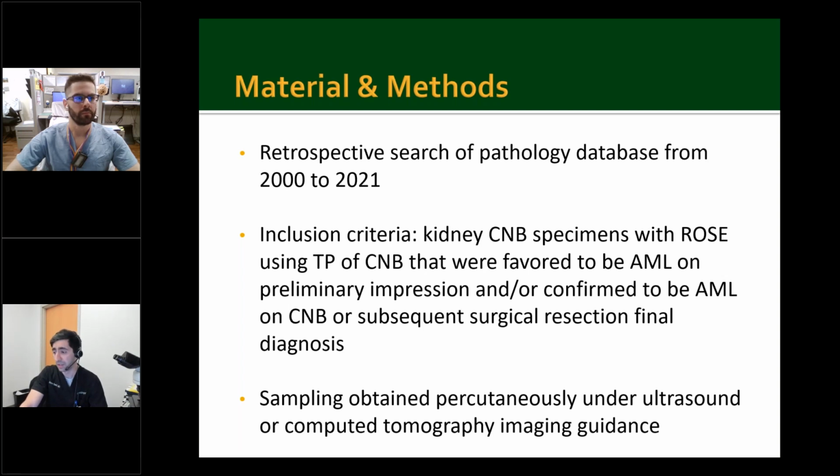The study adopted a retrospective approach, involving a thorough search of the pathology database at Northwestern Institution. The search encompassed core needle biopsy specimens of kidney masses collected between 2000 and 2021, specifically targeting the cases that underwent ROSE using touch prep of core needle biopsy and were either suspected or confirmed to be angiomyolipoma based on the preliminary or first reading impressions or the subsequent resection final diagnosis.